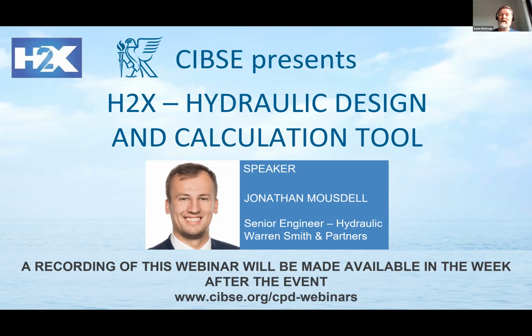Jonathan is a senior hydraulic engineer at Warren Smith & Partners in Sydney and one of the founders of H2X. He is also chairman of the Water Demand Committee, which is in the process of completing the first update to the Australian standards pipe sizing since 1945, which is a pretty significant history.